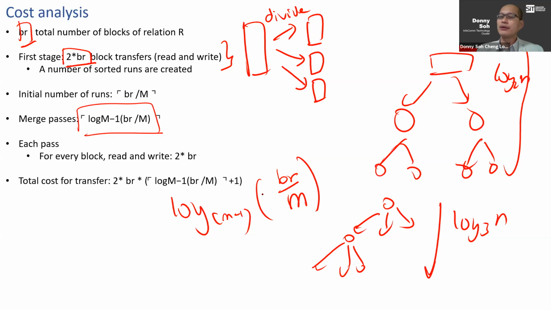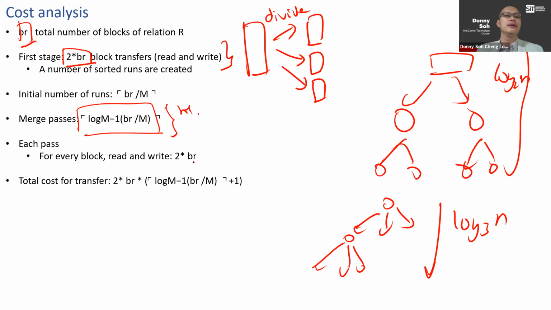I think we can make this assumption that the number of passes will be BR over M, and the log of M minus 1 will give me the height of my tree. At every pass, we read and write every single block. So this is the height of the tree.